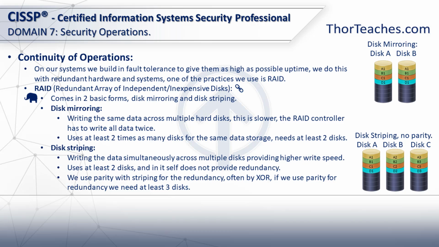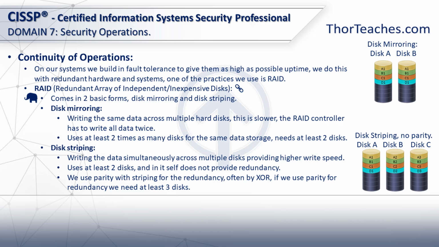RAID comes in two basic forms, disk mirroring and disk striping. Disk mirroring makes sense. We have a mirror of the disk. Write the same data to disk A and to disk B. If disk A fails, we have everything on disk B. But this is also slower because the RAID controller has to write the same data twice. And you can technically put in as many disks in a mirror as you want, but you need at a minimum 2. And if you use 2, you use twice the storage to store the same data.